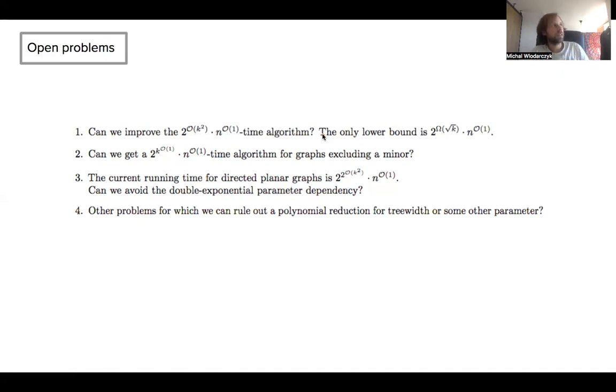And the last question is more open-ended. So we showed by a combination of two results that planar disjoint paths does not admit a polynomial Treewidth reduction. And the question is, can you observe similar phenomenon for other problems? Or maybe can you rule out polynomial reduction of some other relevant parameter, like say dimension or something else?